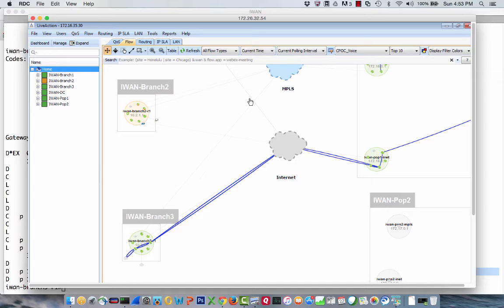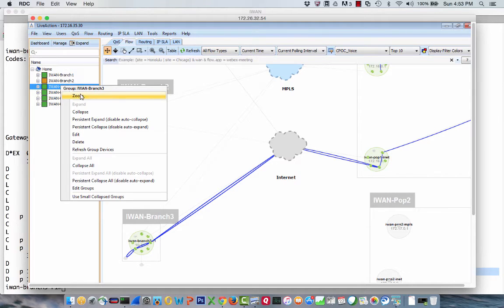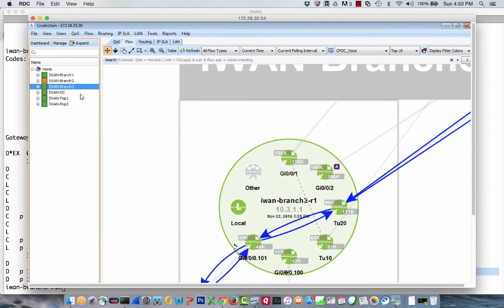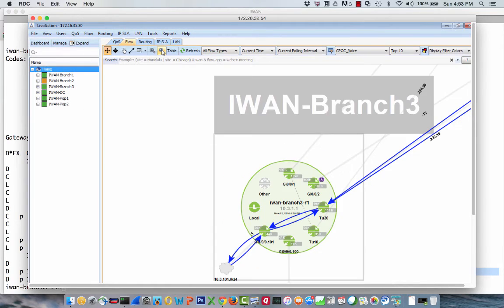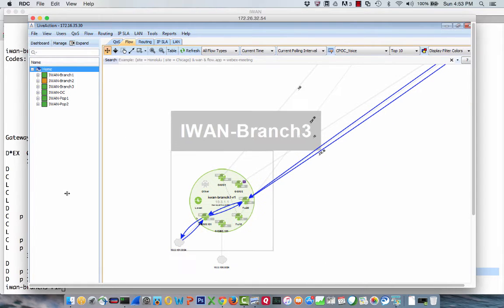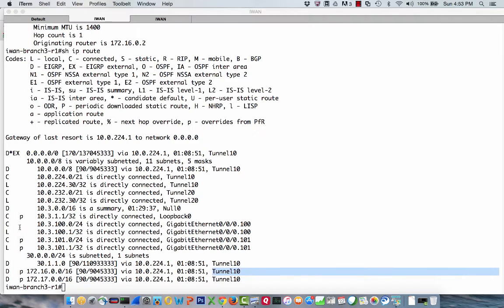How is this happening? How am I, from a branch 3 perspective, going in and out of tunnel 20? How is this possibly happening? We already looked at the routing table, and we saw that the routing table believes that it is supposed to be going in and out of the MPLS cloud.